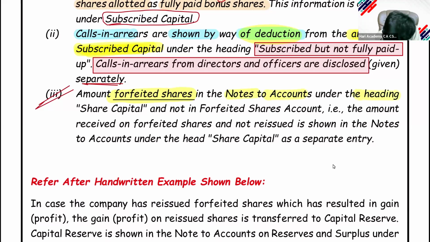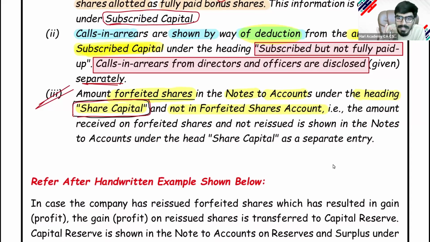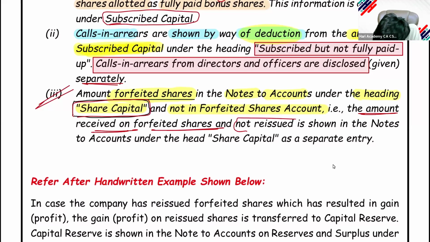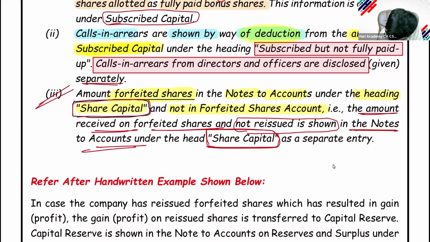Notes to accounts, under the heading share capital, not in a forfeited shares account. There is never an account maintained for forfeited shares. It should only be shown in share capital. The amount received on forfeited shares and not reissued is shown in notes to accounts under the heading share capital. The important point is the amount received on forfeited shares and not reissued. If you are reissuing, it is a different story. Mostly they will never ask you reissue. Forfeited shares not reissued are shown in the notes to accounts under share capital as a separate entity.